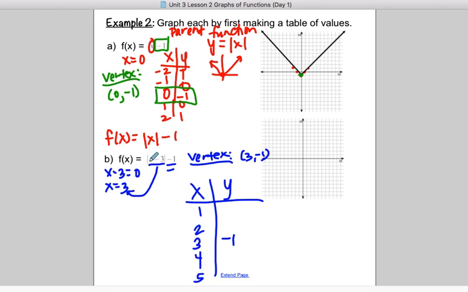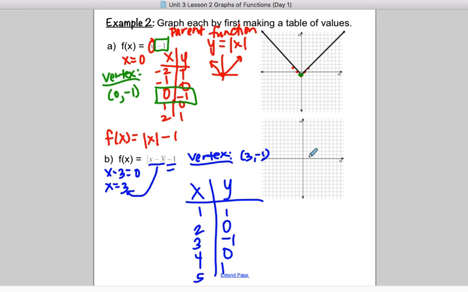So I plug in 1. 1 minus 3 is -2. The absolute value of -2 is 2. 2 minus 1 is 1. Now I plug in 2. 2 minus 3 is -1. The absolute value of -1 is 1. 1 minus 1 is 0. Plugging in 4. 4 minus 3 is 1. The absolute value of 1 stays positive 1. 1 minus 1 is 0. And then lastly, 5 minus 3 is 2. Absolute value of 2 is 2. 2 minus 1 is 1.